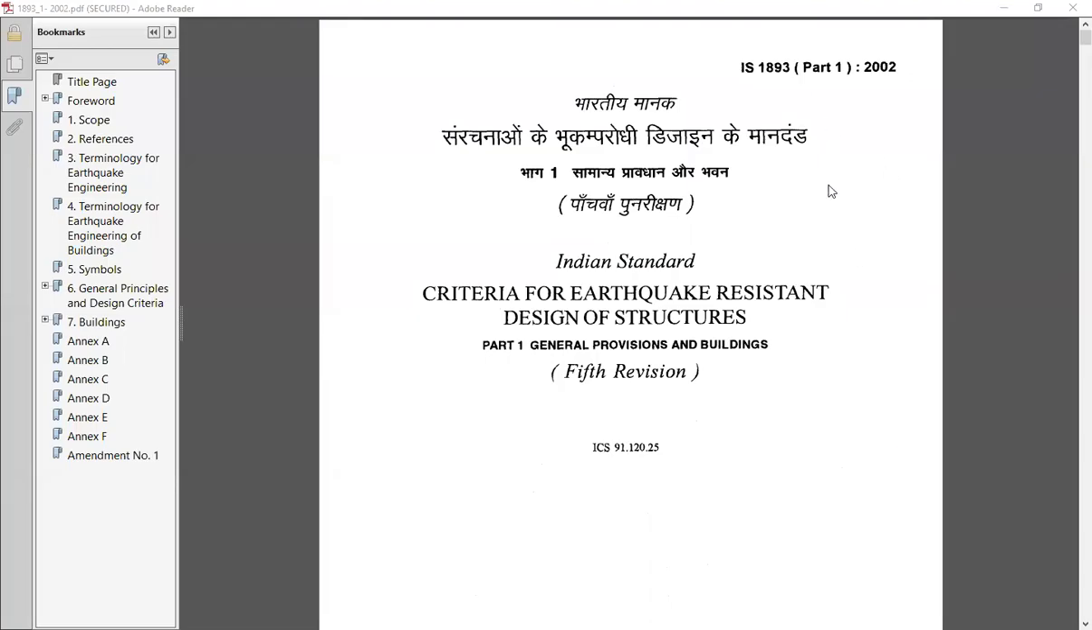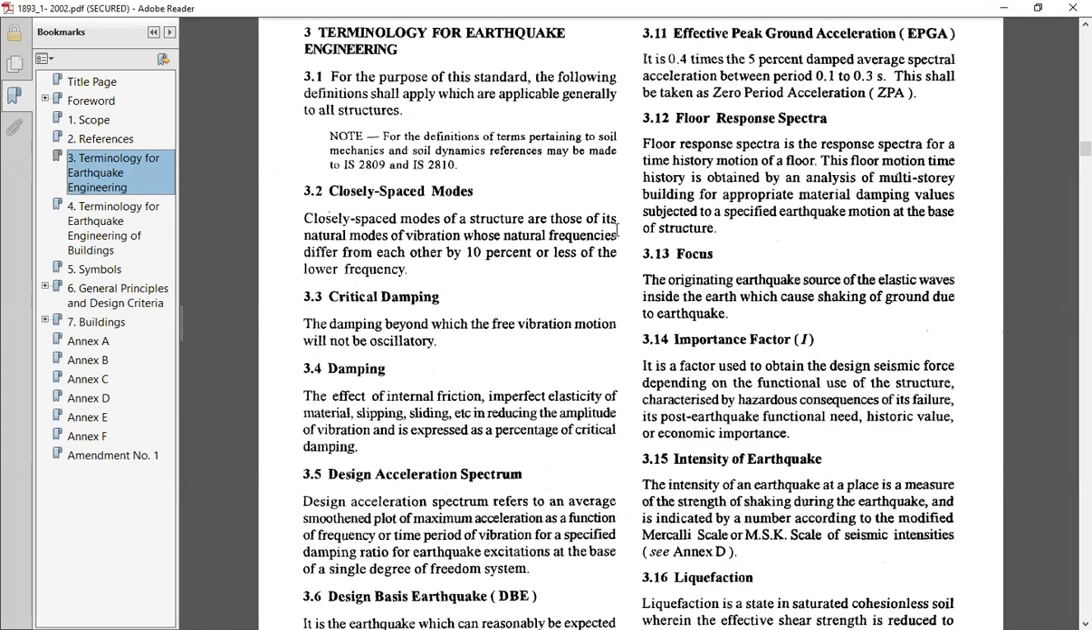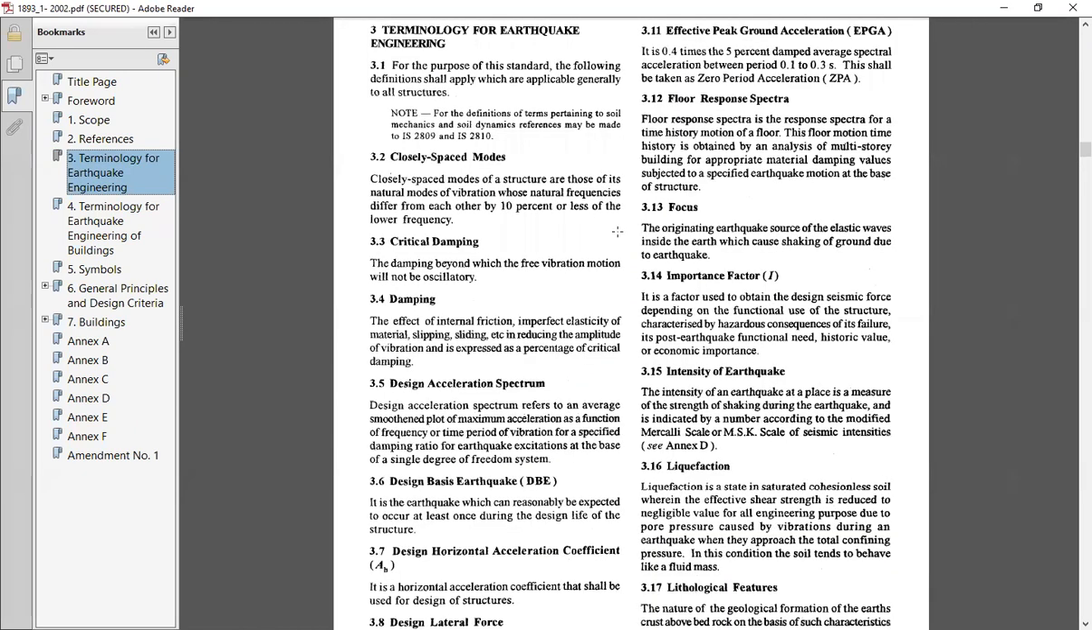Okay. So this is the IS code for the earthquake resistant design of structures, IS 1893 Part 1, 2002. Now, to understand the seismic coefficient method, there are various terms involved in the seismic analysis. First is the zone factor, then importance factor, then response reduction factor, then fundamental natural period. These are the various terms involved in this method.